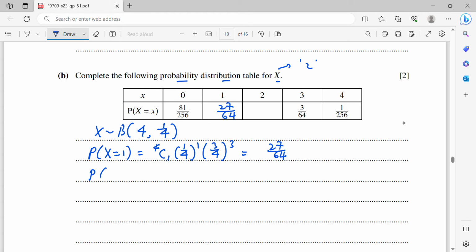Then when P(X = 2), okay, you can count by using the formula, or you can just use 1 minus the rest. Alright, so I will just write 4C2, 1 over 4 to the power of 2, 3 over 4 to the power of 2. So at last you'll be getting 27 over 128. So that's the solution for part B.